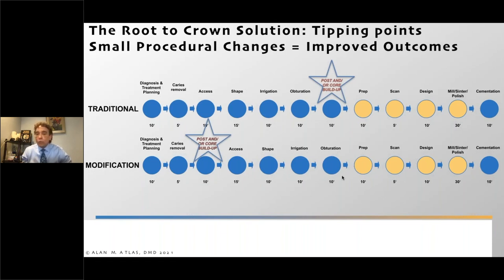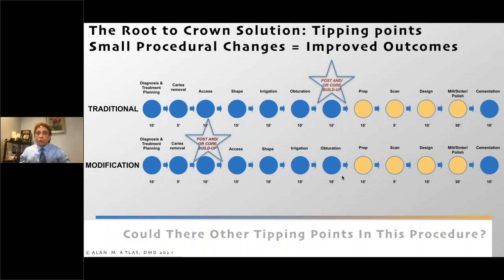The only time we're going to see it affected is down the canal, but we have that monoblock already set externally. That's the key in terms of getting greater success here. So, are there other tipping points here? What else can we do to improve the outcomes and maybe do it better, faster?